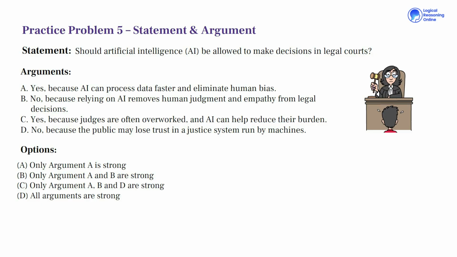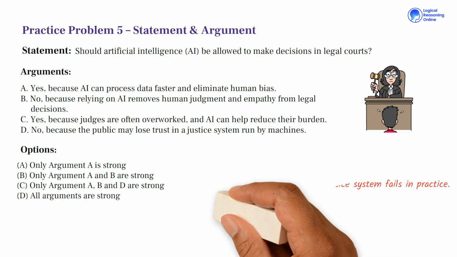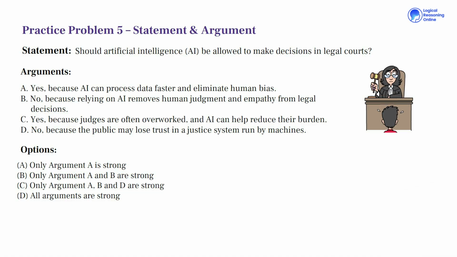Argument D. No, because the public may lose trust in a justice system run by machines. This is a subtle but very relevant point. Even if AI made perfect decisions, if people don't trust those decisions, the justice system fails in practice. People's faith is the foundation of any democratic system. If judgment feels mechanical or robotic, that trust could erode. This argument isn't just emotional, it's socially logical and directly tied to the statement.